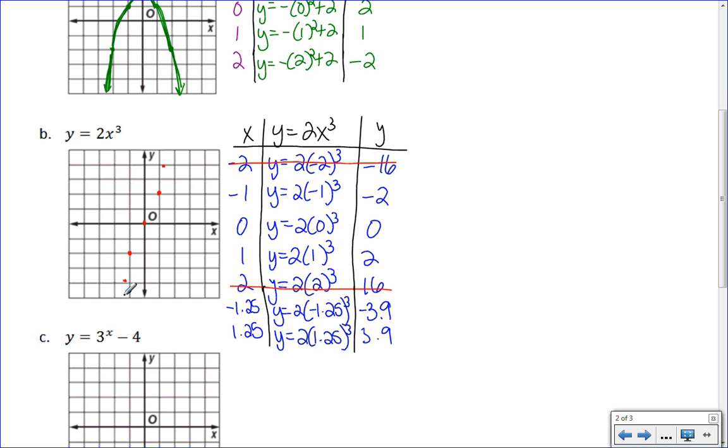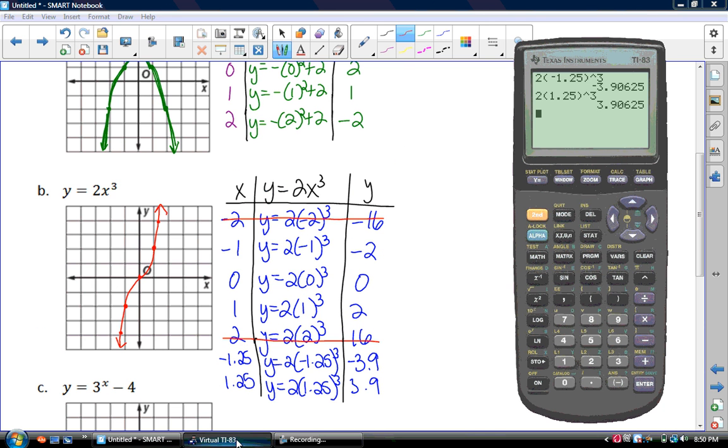So again, we'll connect these with a nice smooth curve, again keeping in mind what a cubic function looks like so that we know about what that curve should resemble. And then we'll use the calculator to check and make sure that that looks like the correct graph.